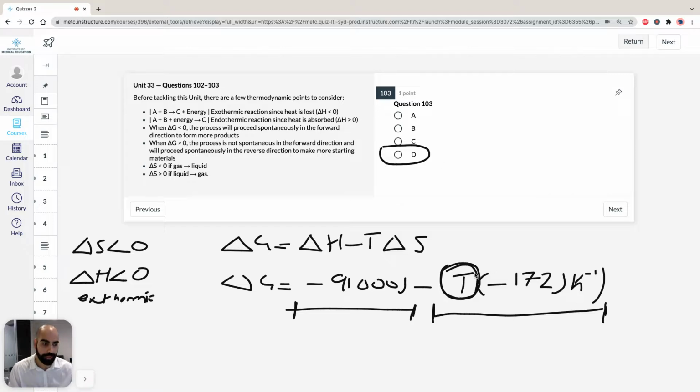If you're wondering what the actual value is, T must not exceed 530 Kelvin. You can plug it into your calculator, but it's not necessary to know to answer this question. If you have a temperature more than 530 Kelvin, the reaction won't proceed in a spontaneous manner. So that's the answer, D.